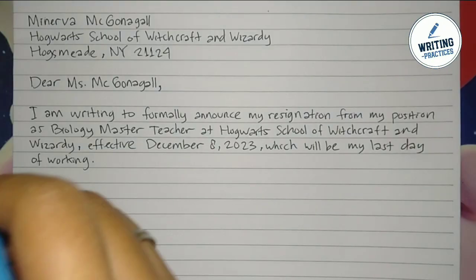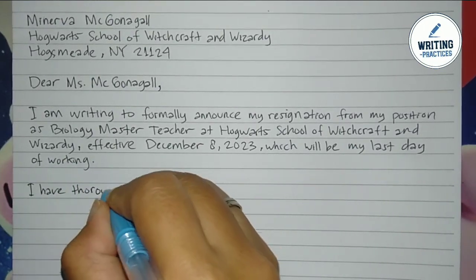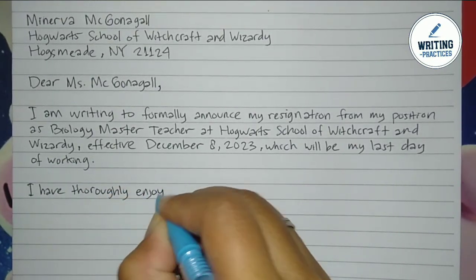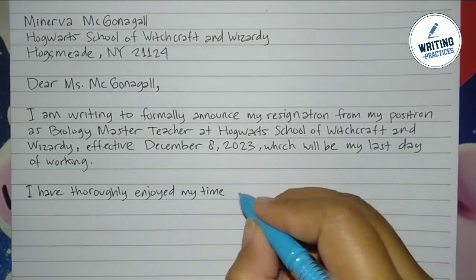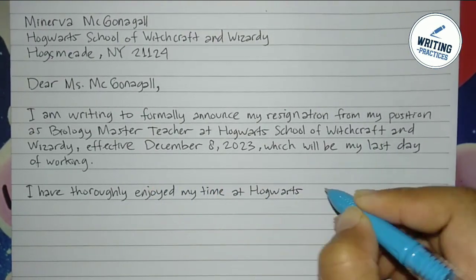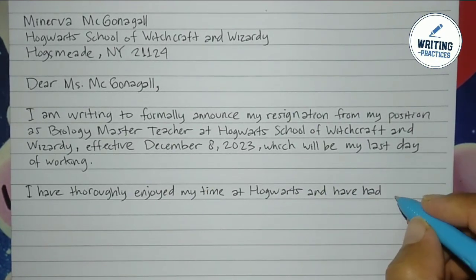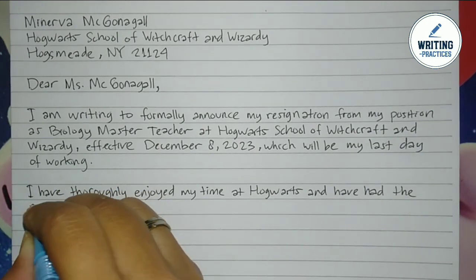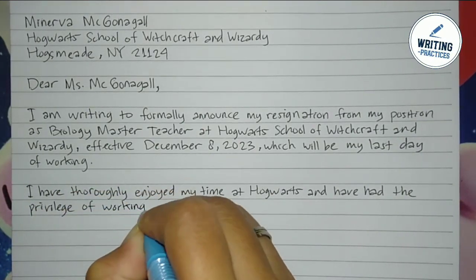In the second paragraph, express your appreciation for the time you've spent at the school and your intention to resign. You should keep it positive and professional. In this example, the writer stated, "I have thoroughly enjoyed my time at Hogwarts, and have had the privilege of working with dedicated colleagues and talented students."